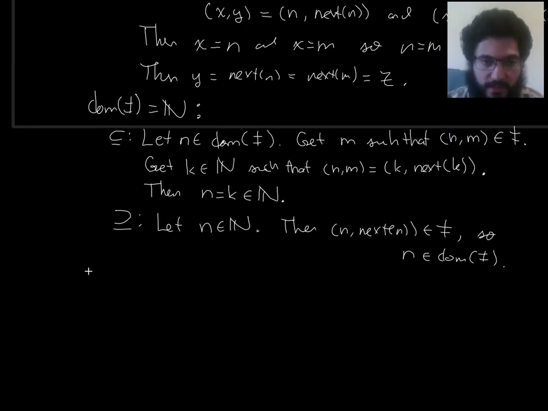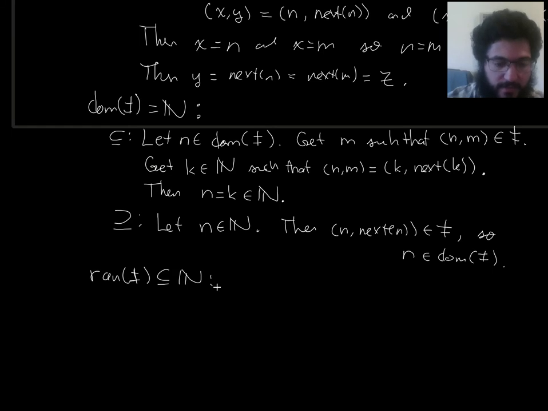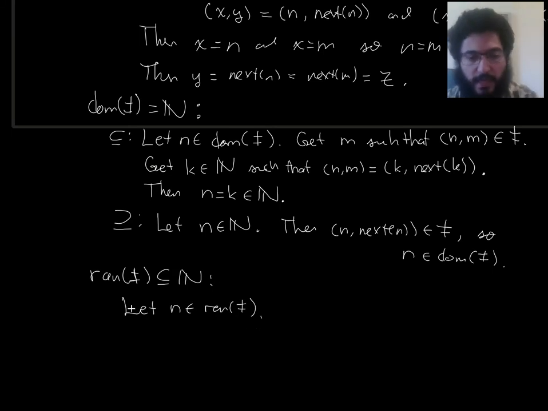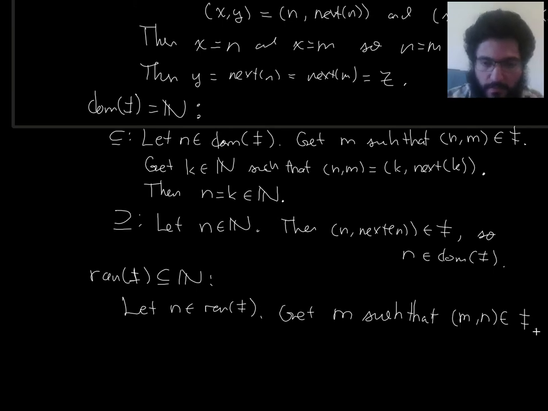And then finally, range is a subset of n. So let n be in the range, and then we'll try to show that n is a natural number. And we should be able to get an m such that mn is in there by the definition of range.